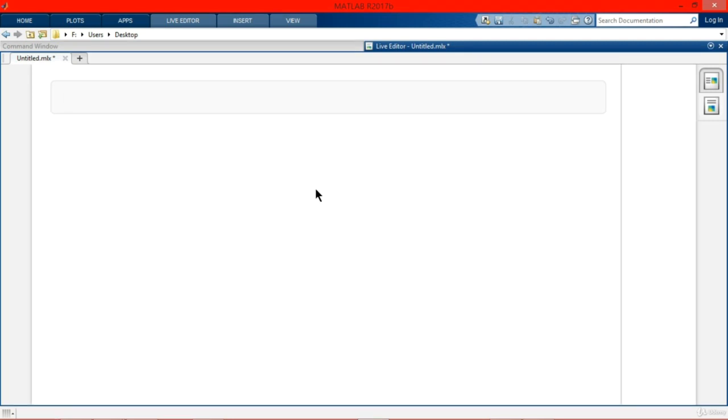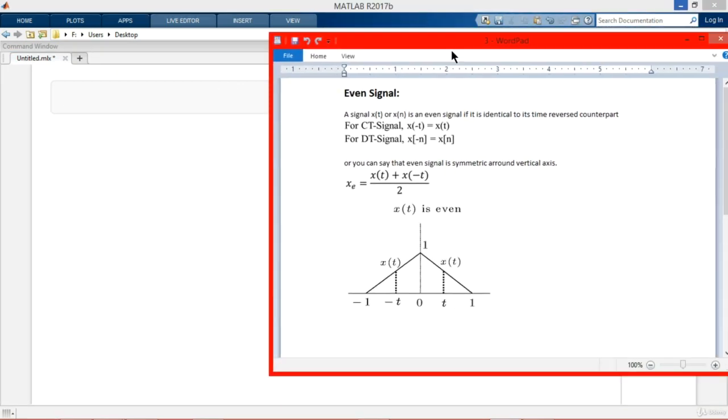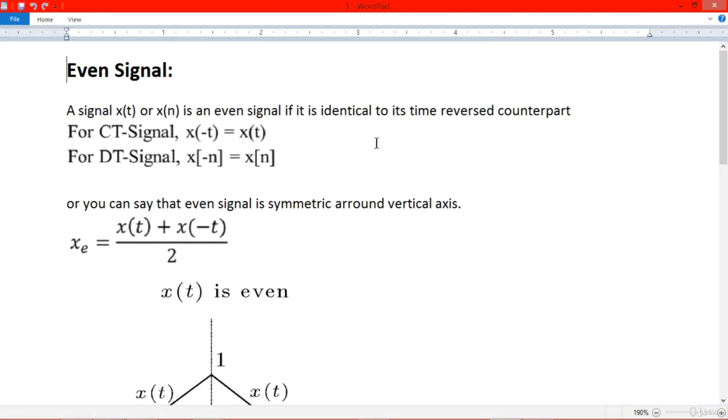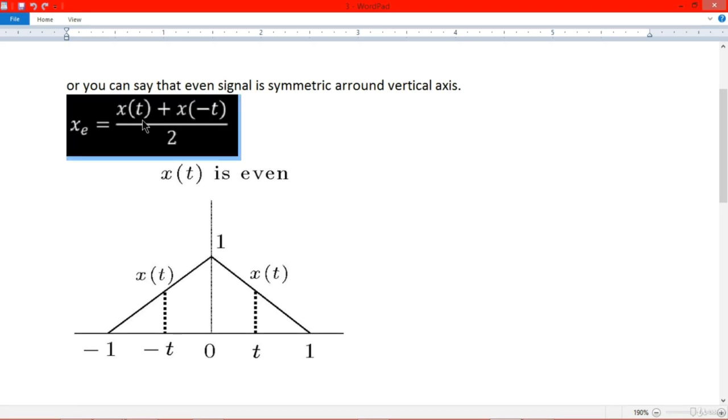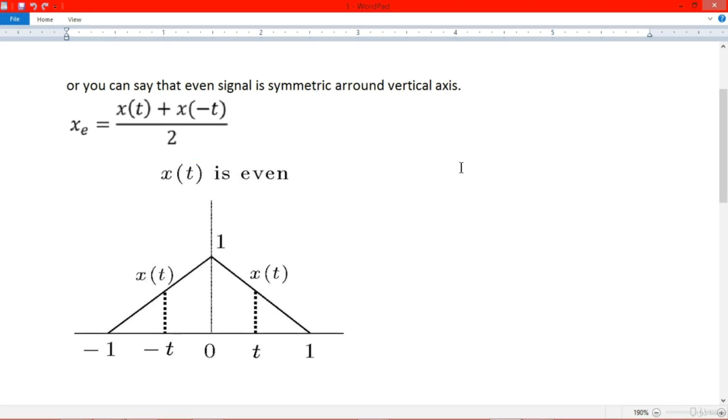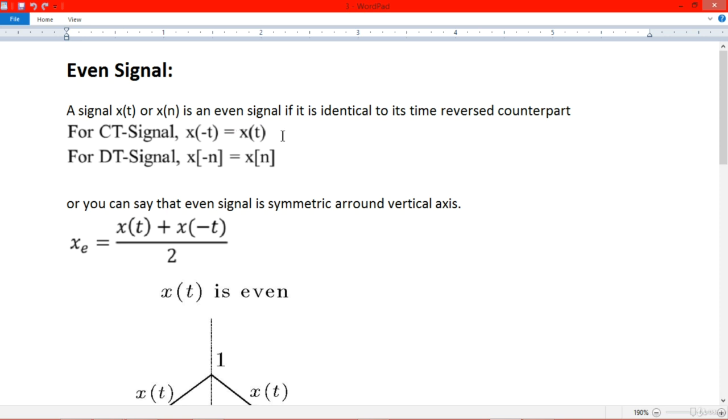Now let's talk about another type of signal, which is even and odd signals. So what are even signals? A signal x of t or x of n is an even signal if it is identical to its time reversed counterpart, or you can say that an even signal is symmetric around the vertical axis. As you can see here, x of t or x of n should be equal to x of minus t or x of minus n to be an even signal.